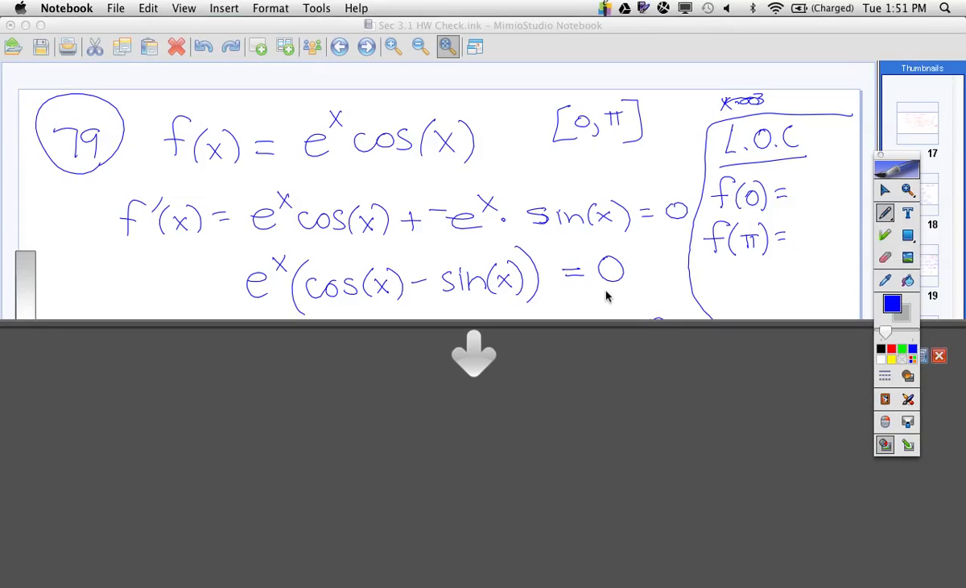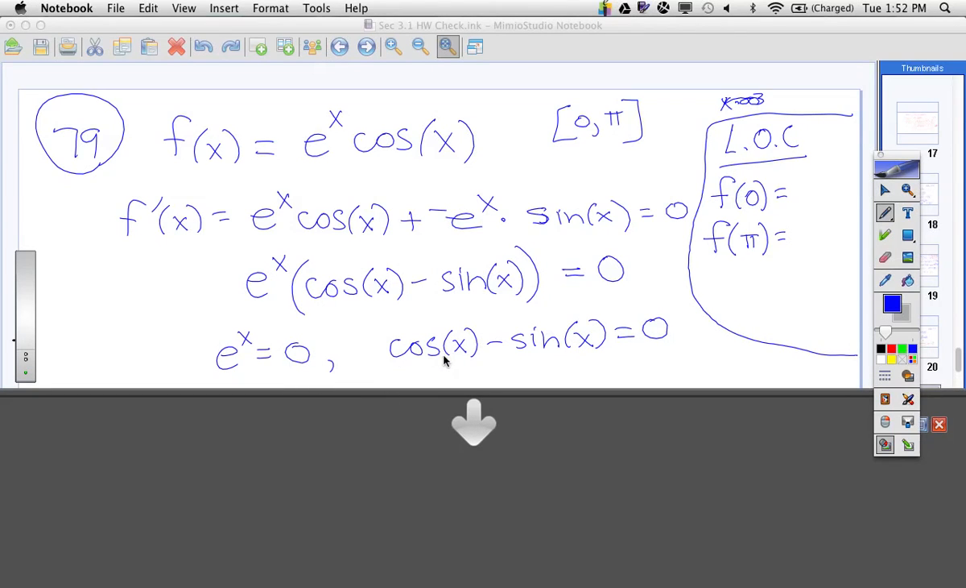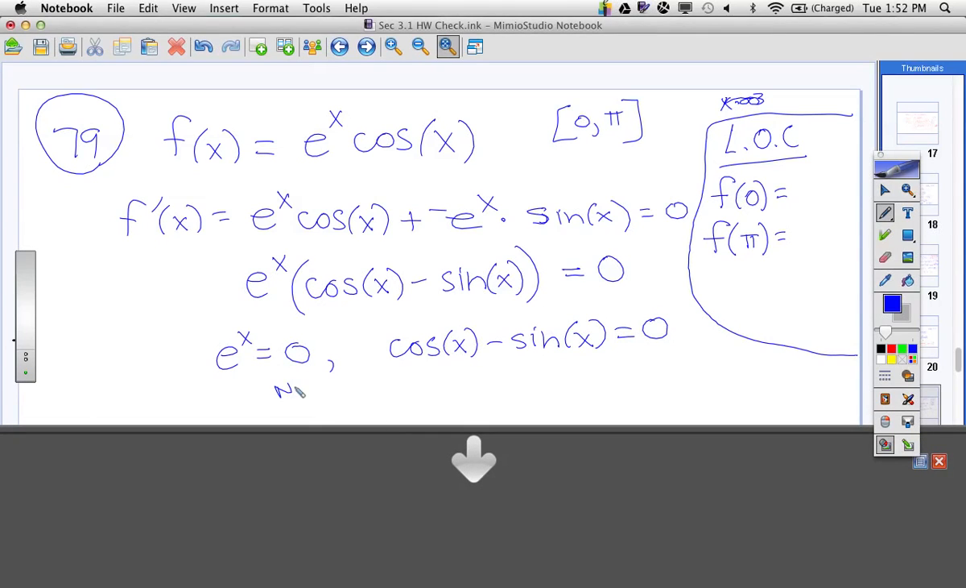Now, whenever things are multiplied to equal 0, one of them has to be 0. So, either e to the x is 0, or cosine minus sine is 0. Now, when is e to the x 0? Never. Never, never, never. There's nothing you can put into there as a power and get out 0. It's never going to happen. So that's never.